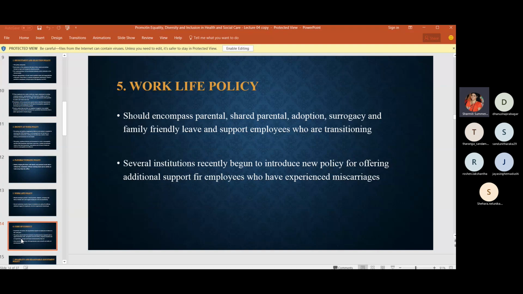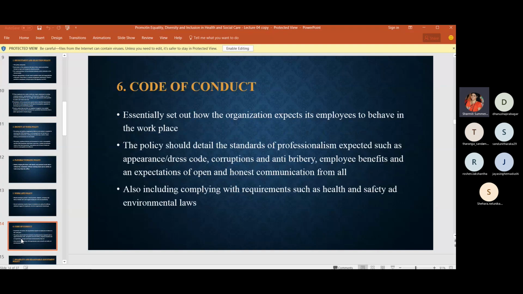And the next is code of conduct. We already studied in our previous first lectures what this code of conduct is and its importance. The code of conduct essentially sets out how the organization expects its employees to behave in the workplace. Each and every organization's authorities have some expectations, that means how employees need to work and how they need to do the activities in order to get the positive outcome.